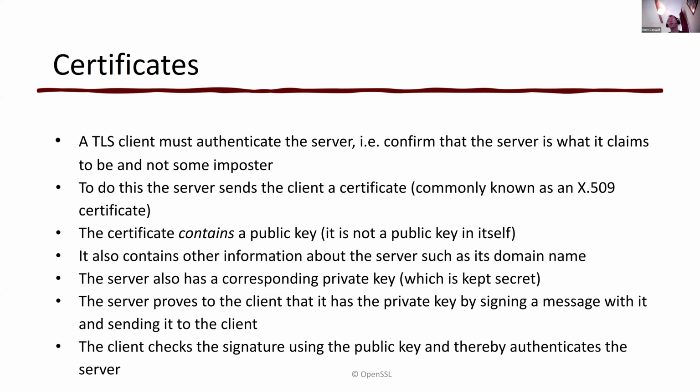For this to work, the server sends the client a certificate, which you'll often hear referred to as an X509 certificate. The certificate contains various information, including a public key. It's not the public key itself, it contains the public key. And it's got other information, such as the domain name of the server. The server itself holds the private key. That's kept secret, and it's the private key that corresponds to the public key in the certificate. As part of the protocol, the server will prove to the client that it actually holds that private key. It does that by signing a message with the private key and sending it to the client. Then the client checks the signature. It uses the public key that it's obtained from the certificate and can then authenticate that the server is what it claims to be.